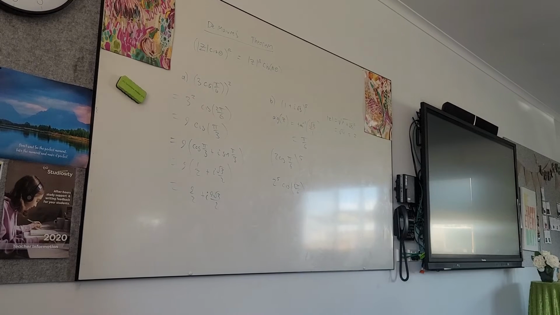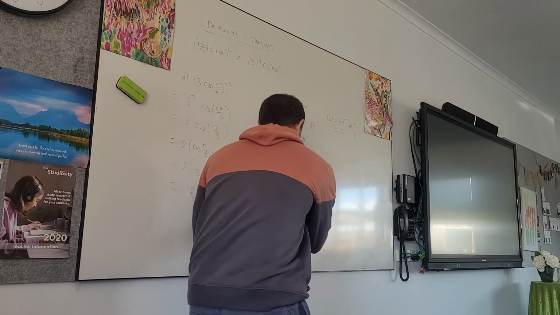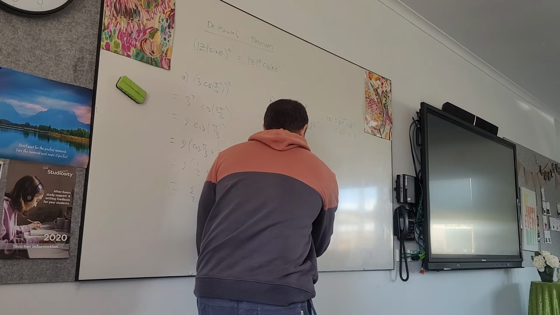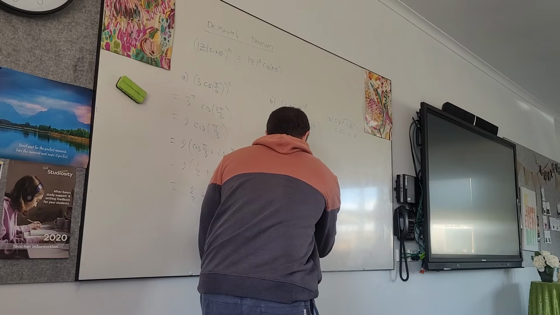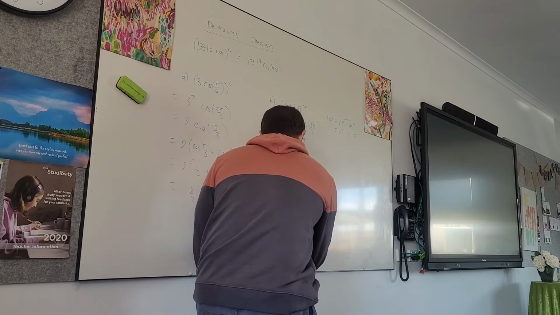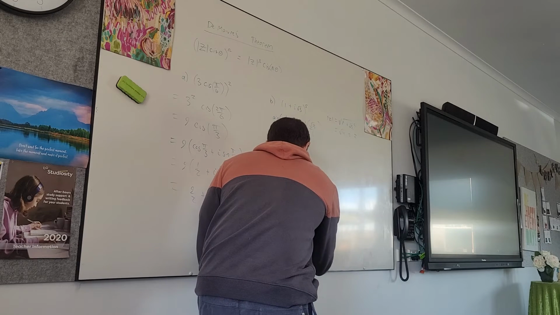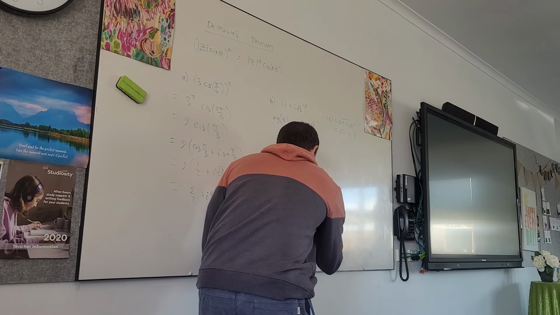And if we want to convert that back to Cartesian form, we have 2 to the 4 is 16, 2 to the 5 is going to be 32. We're going to have cos of 5 pi on 3 plus i sine of 5 pi on 3, which is half plus root 3 on 2 i, minus half.